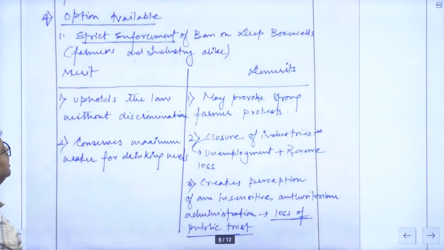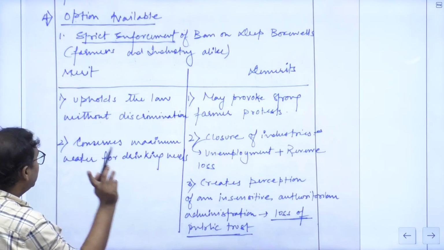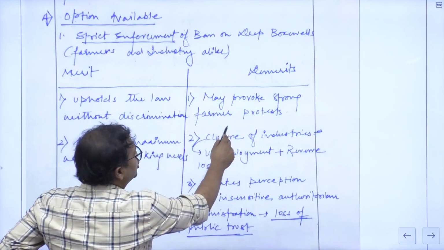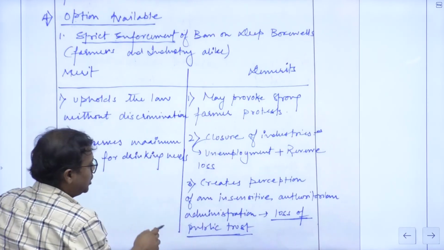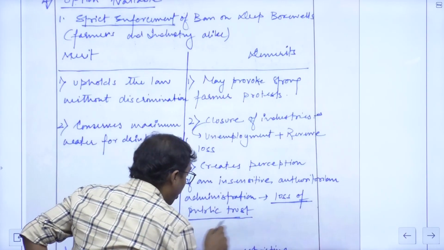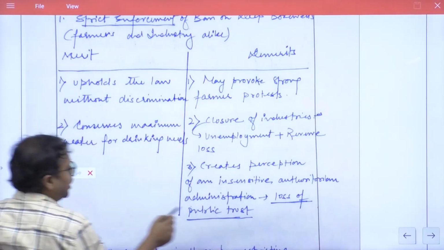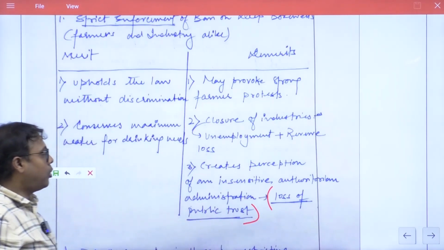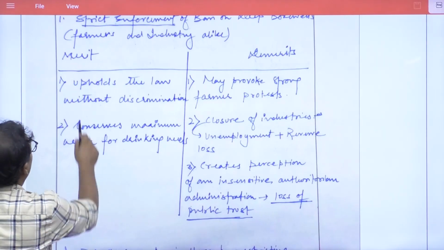Okay, what are the options available? Strict enforcement of ban on deep borewells. And not only for the industry, but for the farmers also. But what are the problems? Problems may provoke strong farmer protest. Closure of industries, unemployment plus revenue loss. Creates perception of an insensitive, authoritarian administration, loss of this, ye wala jo term hai na. Like you have to frequently use loss of public trust. Okay.